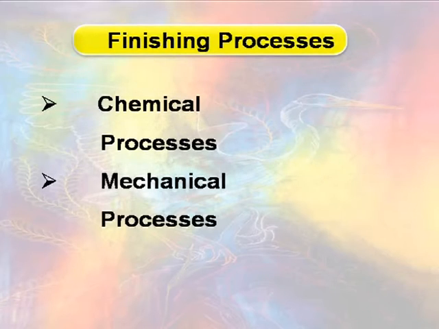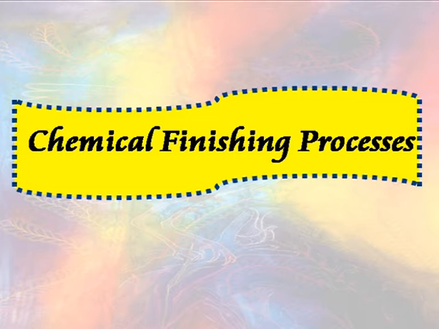Finishing processes. The available finishing process can be divided into chemical process and mechanical process. We will consider the chemical process first and then make a brief reference to the others. Chemical finishing process. Chemical finishing processes are those processes which involve the application of chemicals to the fabric.